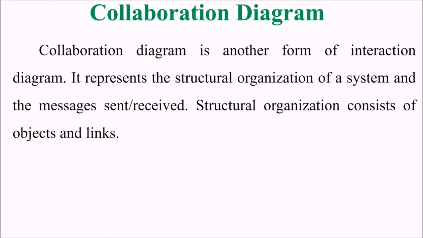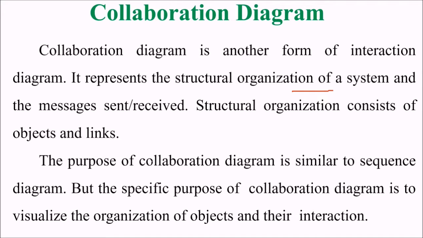Collaboration diagram. This is another form of interaction diagram. Here it represents the structural organization of a system and the messages which are sent and received. So structural organization consists of the objects and the links, and the purpose of this collaboration diagram is similar to the sequence diagram, but the specific purpose of the collaboration diagram is to visualize the organization of objects and their interaction.